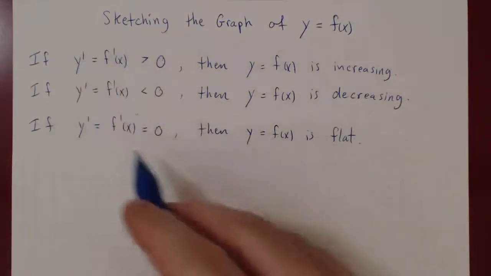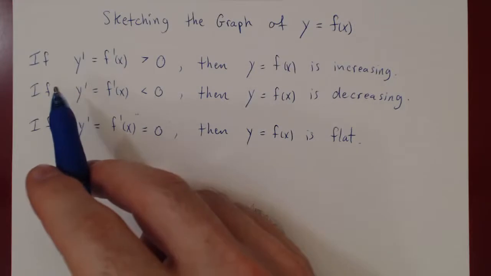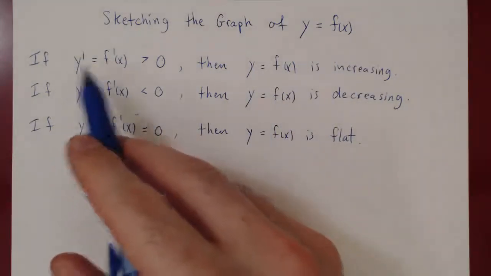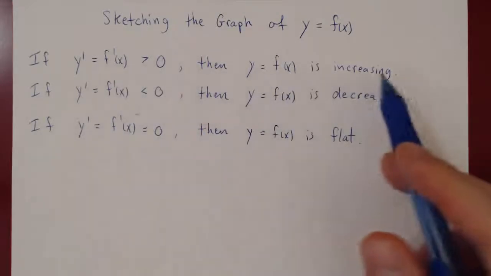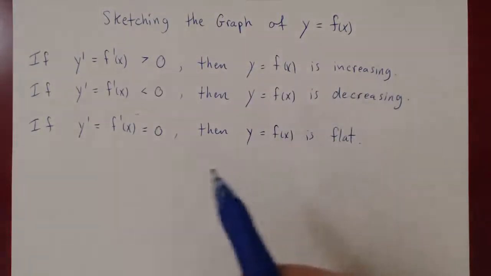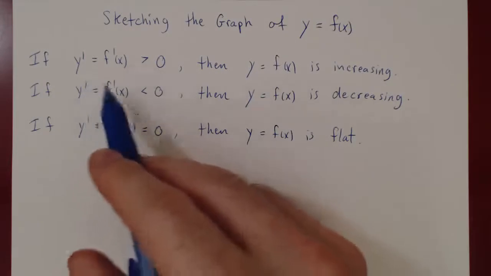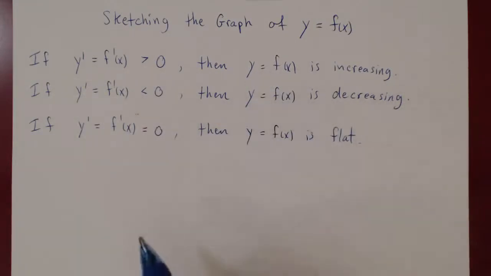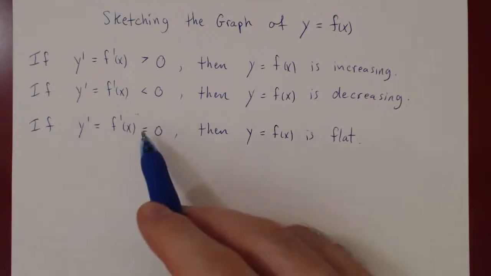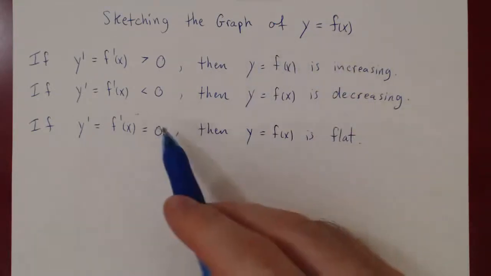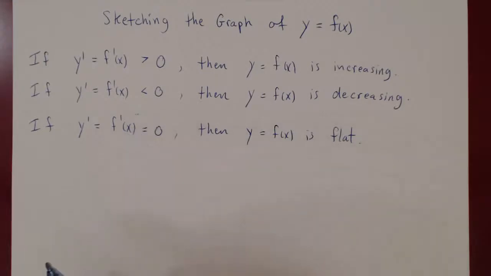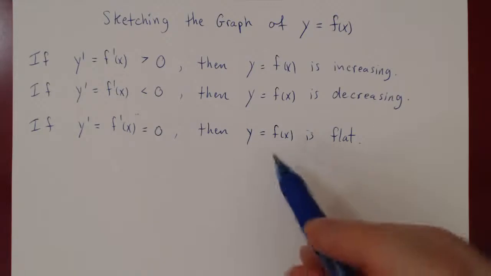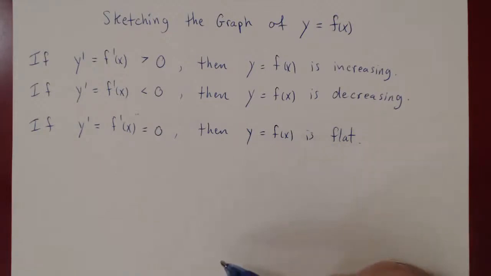And that's what the first derivative tells you. The derivative of y equals f of x is the rate of change. If the derivative is positive, the graph of y equals f of x is increasing. If the derivative is negative, the graph of y equals f of x is decreasing. And if the derivative of y equals f of x is 0, the rate of change is 0, therefore the function is not changing, and so the graph of y equals f of x is actually flat.